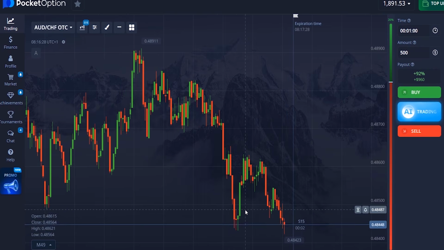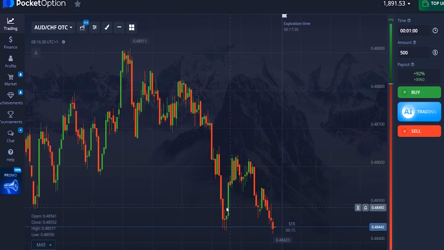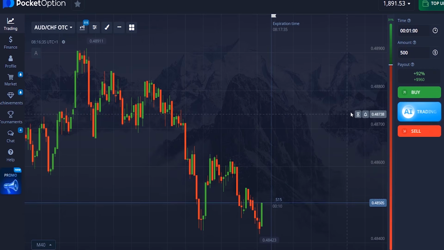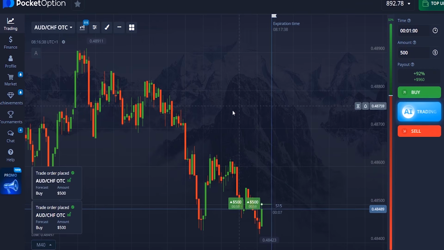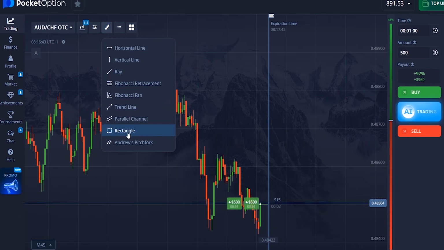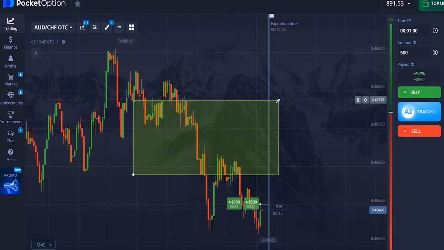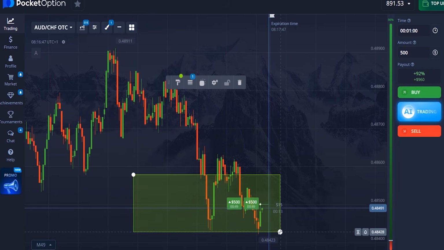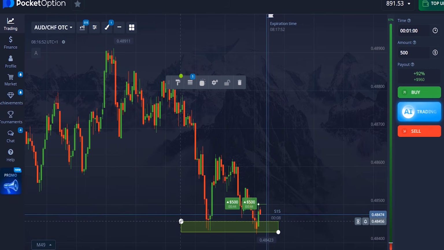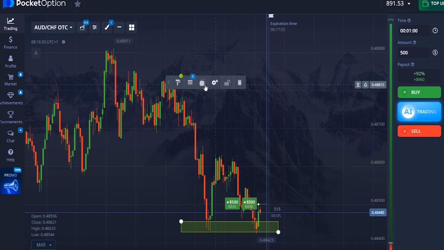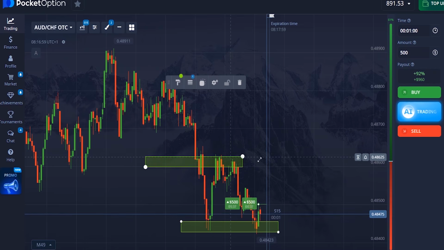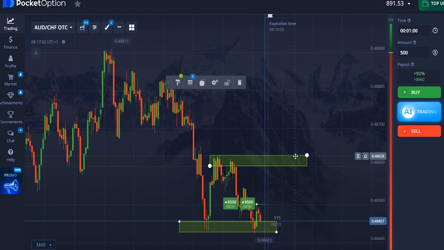So right here I think I'm finding another opportunity. Right at this point, let me go for the position. I'm going to mark out both my support and the resistance level. This serves as my support zone, and this serves as my resistance zone.